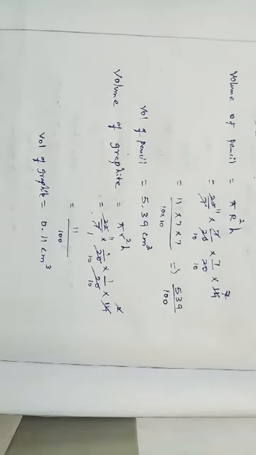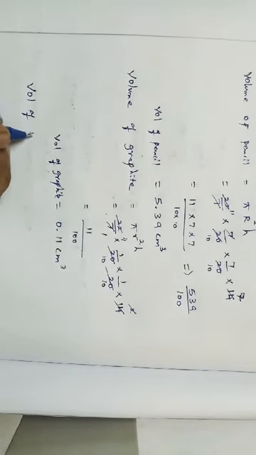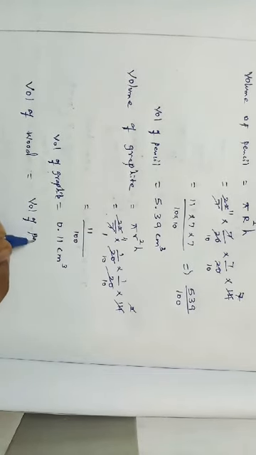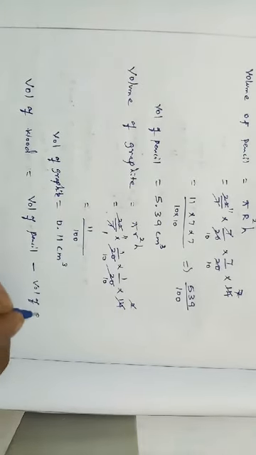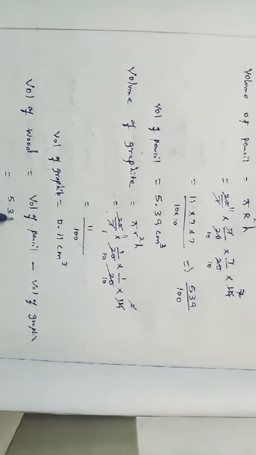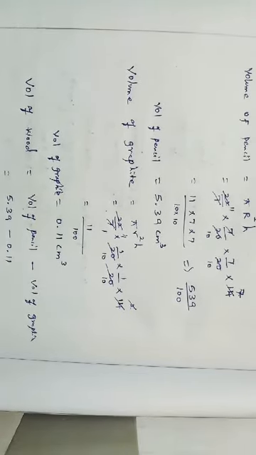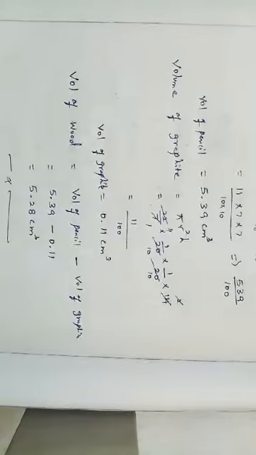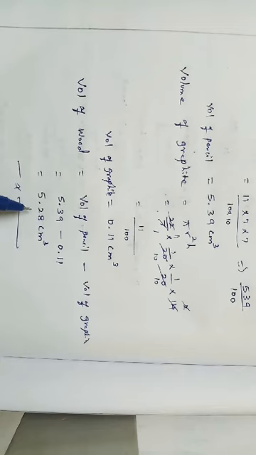So what things did they ask you to find? Volume of graphite, and another one we want to find: volume of wood. Volume of wood is nothing but, as I just explained, volume of pencil minus volume of graphite. So 5.39 minus 0.11 is equal to 5.28 centimeter cube. Therefore, the volume of wood in the pencil is equal to 5.28 centimeter cube.